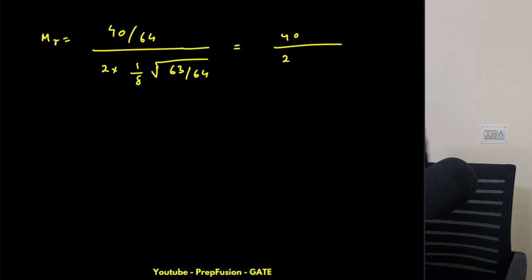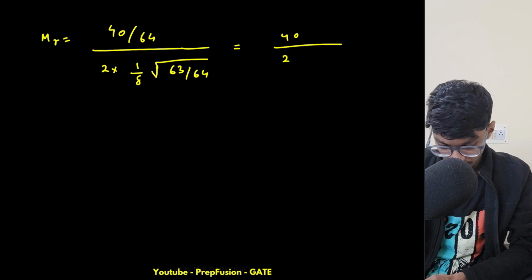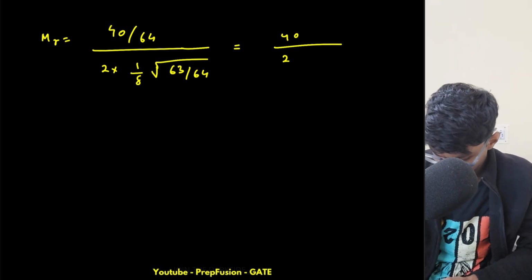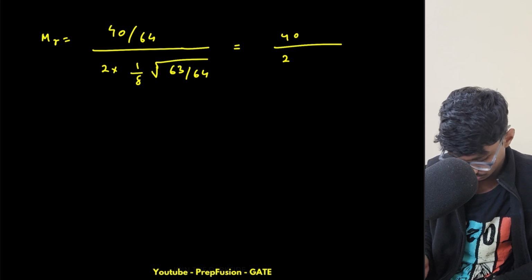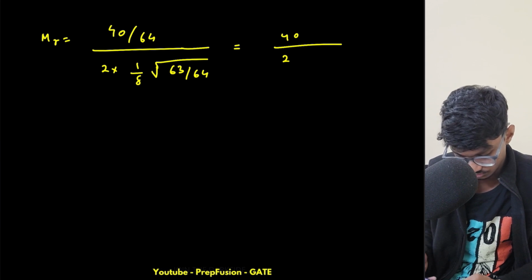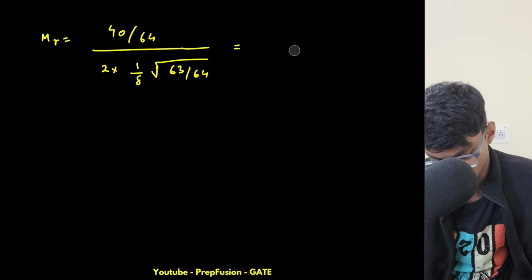I bought the calculator. So here, this will be almost 2.5 something like that. So this is under root 63 by 64, divided by 8 into 2 into 2. So this is divided into 40 divided by 64. Yeah, 2.52, almost 2.52. So that's what I thought.